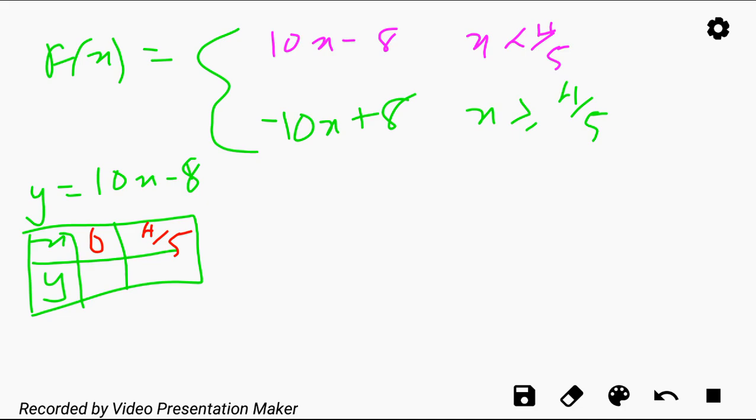If I place 0 here, it's going to give me negative 8. If I replace x with 4 over 5 in this expression, it's going to give me a 0. So this is my first part. And then my second part is negative 10x plus 8.